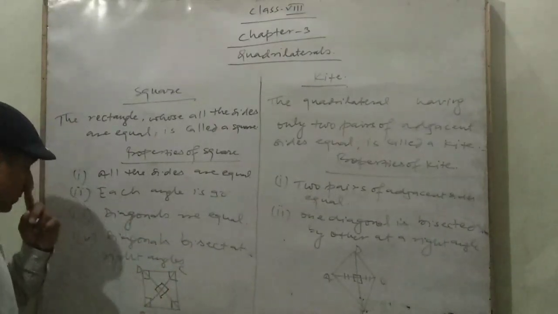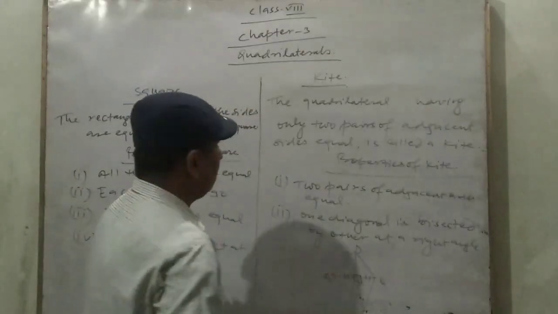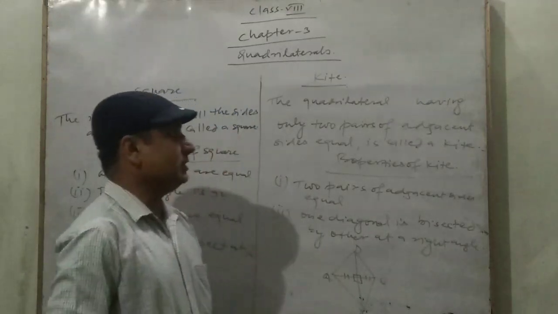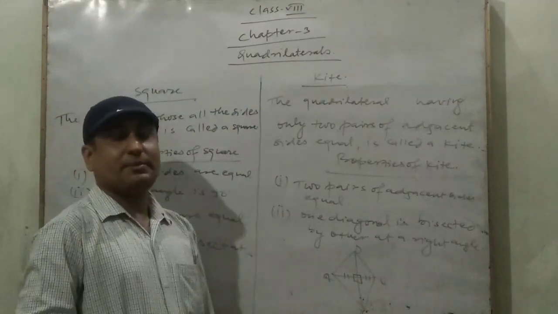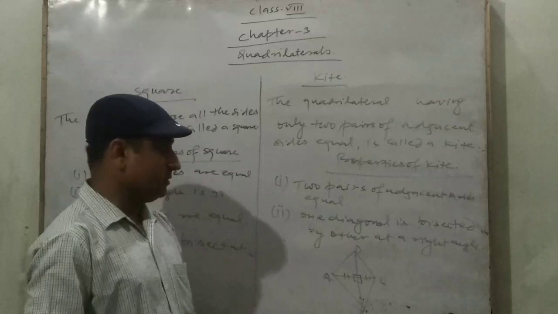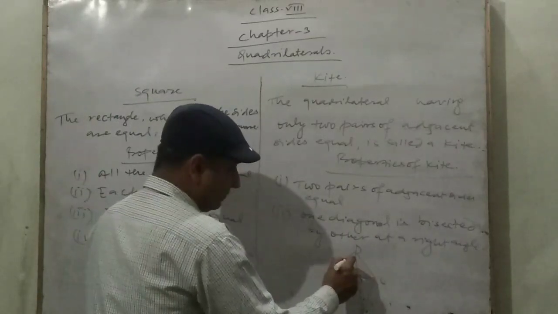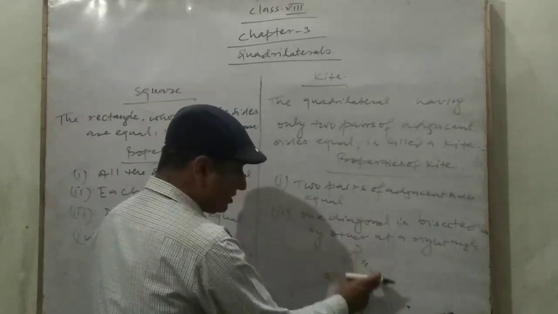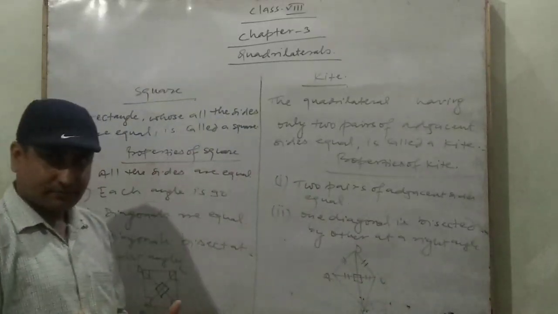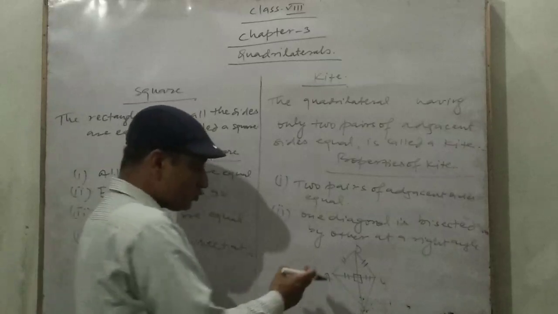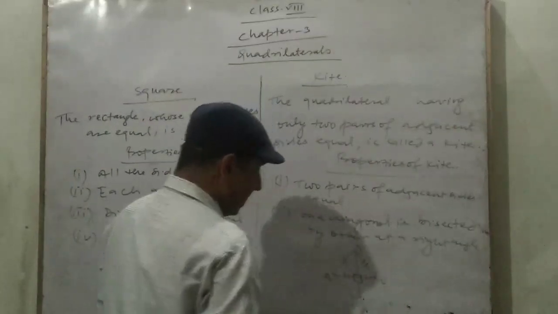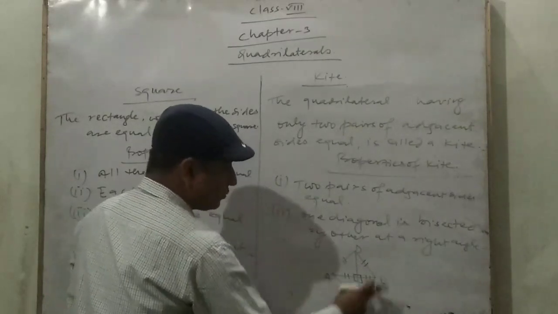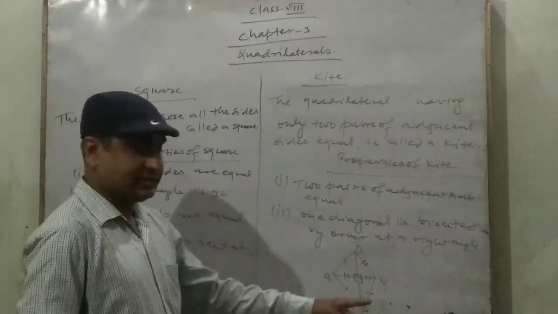Okay. Next is kite. Quadrilateral having only two pairs of adjacent sides equal is called kite. Let's see. This pair of adjacent sides means AD equals to DC. They are adjacent sides added together. So AD equals to DC, and here also AB equals to CB. Two pairs of adjacent sides equal.